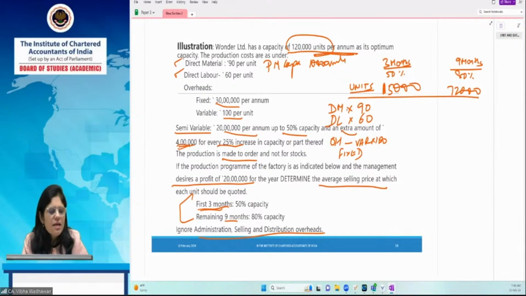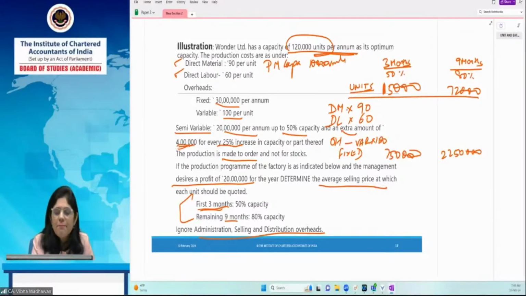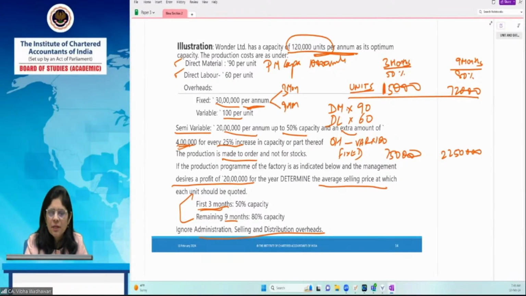Yes, 7,50,000 is fixed overheads because it's 30 lakh per annum. Again, do it proportionately for 3 months and 9 months. So for 3 months, it will be 7,50,000, and for 9 months, it will be 22 lakh 50,000. So the total will be 30 lakh. Fixed overheads are per annum, so make it for 3 months and 9 months. Clear? I hope that till fixed overheads, everything is clear.